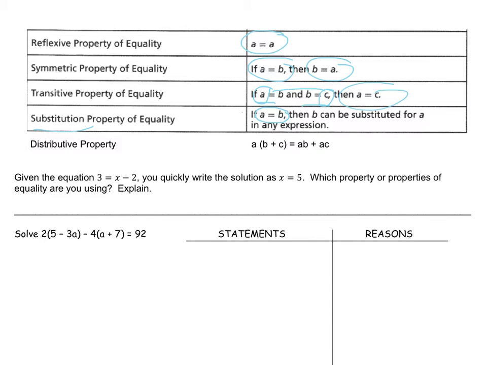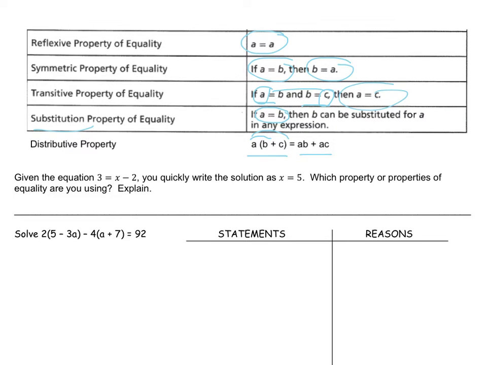We also have the distributive property, which says that if I have this right here, I can distribute that A to multiply it times the B and the C to get AB plus AC.